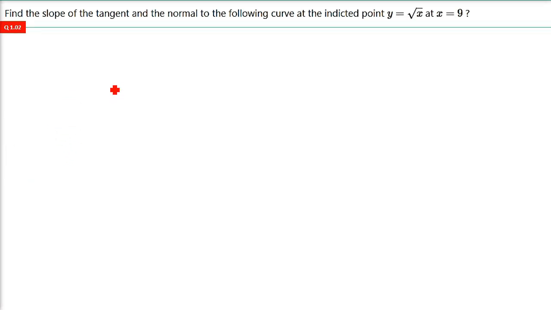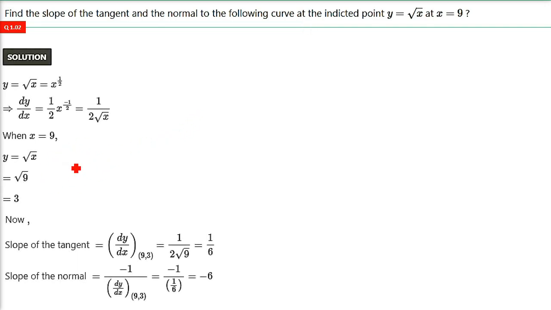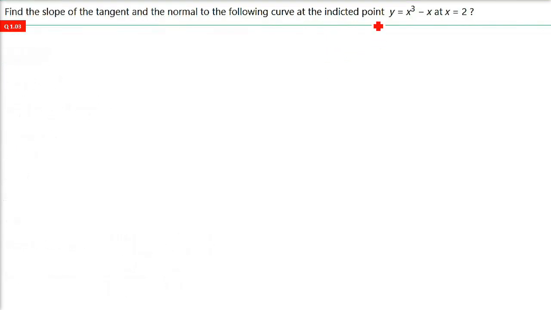Now the questions which follow the same procedure, which are exactly the same or almost similar, we are going to skip them. So y is equal to under root x at x equals to 9. Same thing you have to do here: differentiate, put x equals to that value. The next one is y is equal to x cube minus x. This is a polynomial kind of question, so we'll do it. At x equals to 2, we have to find out the slope of the tangent and the normal to the following curve, which is indicated by y is equal to x cube minus x at x equals to 2.